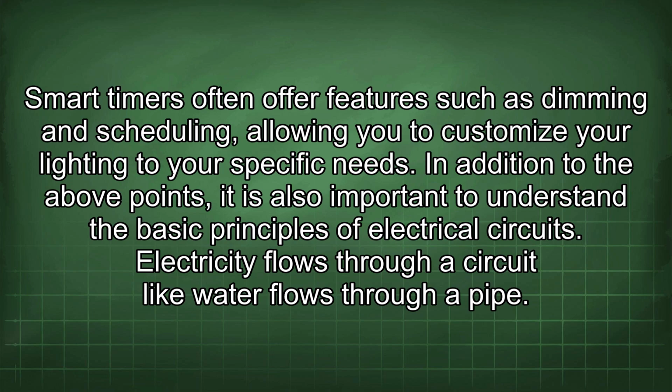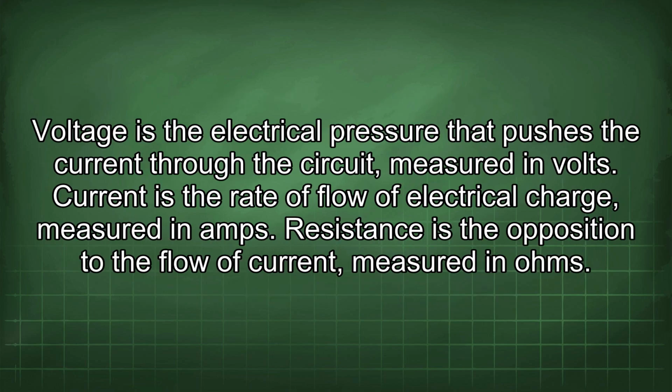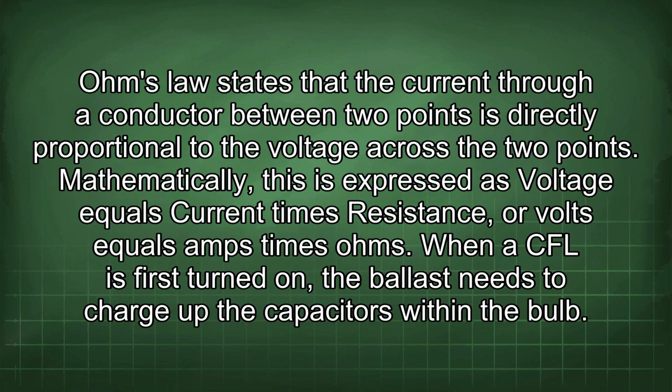In addition to the above points, it is also important to understand the basic principles of electrical circuits. Electricity flows through a circuit like water flows through a pipe. Voltage is the electrical pressure that pushes the current through the circuit, measured in volts. Current is the rate of flow of electrical charge, measured in amps. Resistance is the opposition to the flow of current, measured in ohms. Ohm's law states that the current through a conductor between 2 points is directly proportional to the voltage across the 2 points.